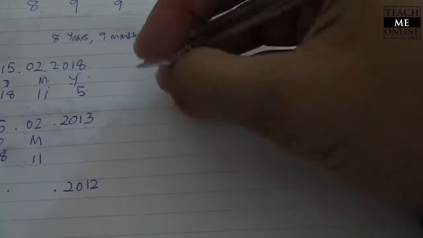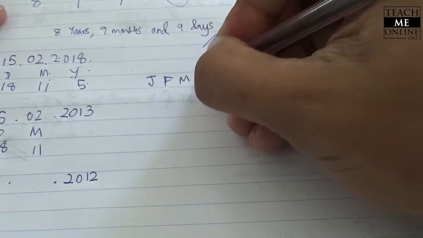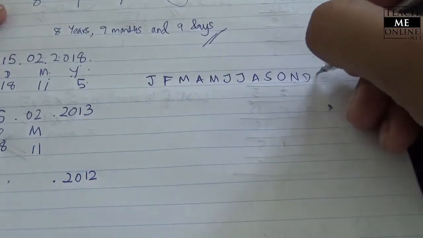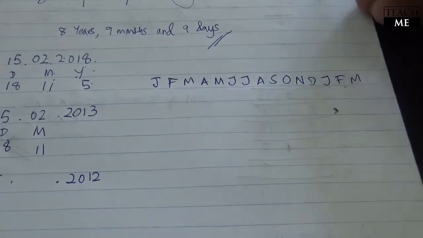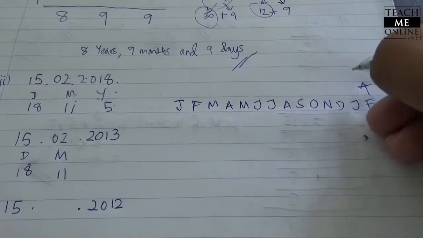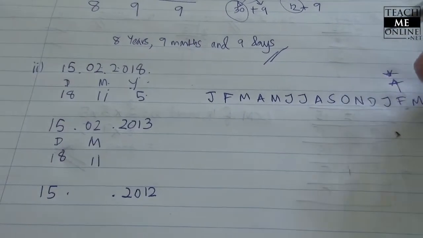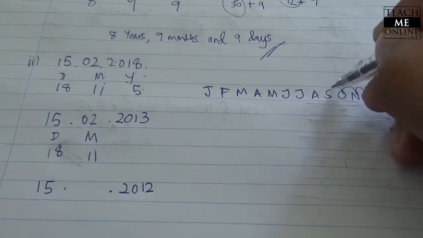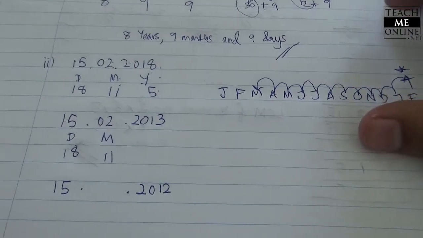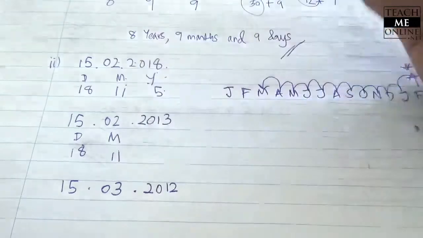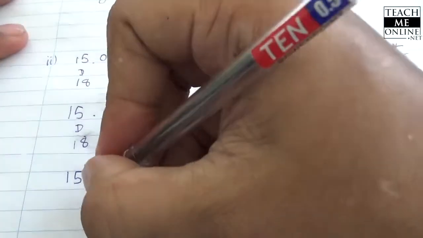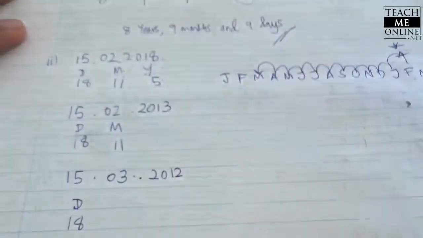Go back 11 months from February. How are the months? January, February, March, April, May, June, July, August, September, October, November, December, January, February, March, and so on. We are in February and want to go back 11 months: 1, 2, 3, 4, 5, 6, 7, 8, 9, 10, 11. 11 months back is March. So 2012, March 15th, this child is 18 days old.